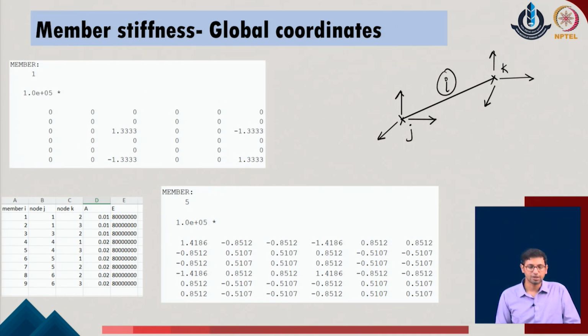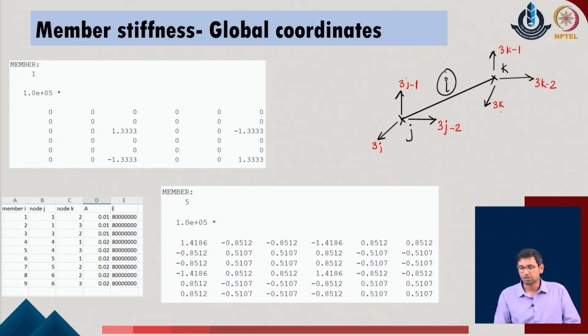What is now important is that once you locate the matrices for individual members, we should also extract the information on which degrees of freedom each member is contributing to in the given system. For any member i, we have two joints, j and k, and probably we have done this multiple times. The degrees of freedom are 3j minus 2, 3j minus 1, 3j, and for k they are 3k minus 2, 3k minus 1 and 3k in the given system.